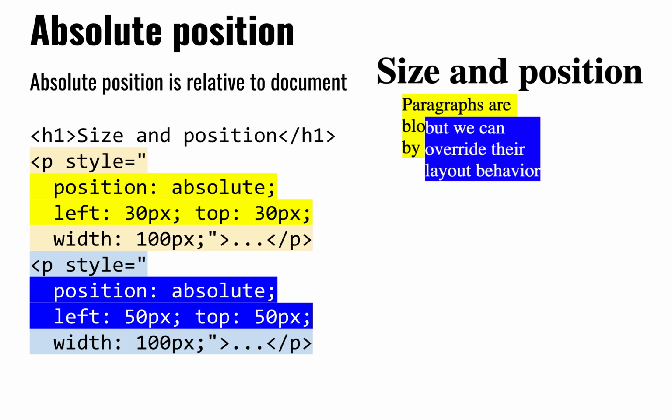So absolute, in this case, for instance, we're moving the yellow one 30, 30 pixels, whereas we're moving the bottom one, the blue one, 50, 50 pixels. Again, from the 0, 0 of, in this case, the document, the body. But we could totally put this inside of a div and move the div, right? And then whatever's inside would be relative to that div, right? Yes.